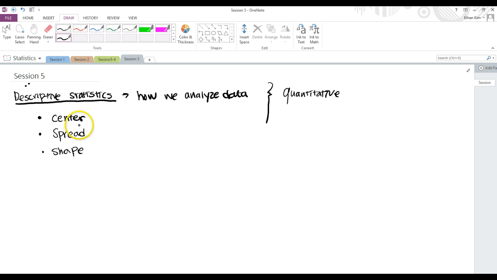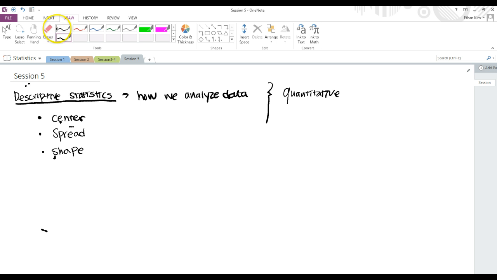Oops. Oh, it's doing this again. I apologize for these messy notes. I'll try to make it as clean as possible.